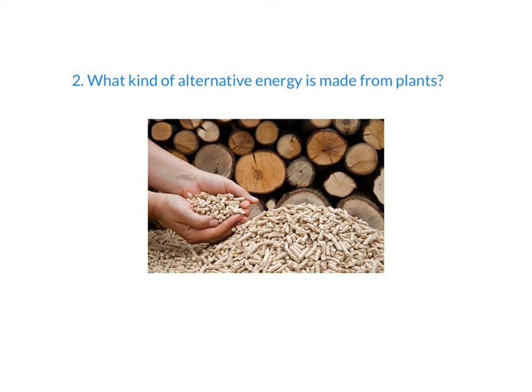So what kind of alternative energy is made from plants? Well, another word for alternative would be renewable resource type energy. Okay, well, plants, we've got something called biomass. Bio means biological, and that means living. So biomass was plants, and so we would use the biomass to burn, which would then be producing steam and causing mechanical energy. So biomass would be made from plants.